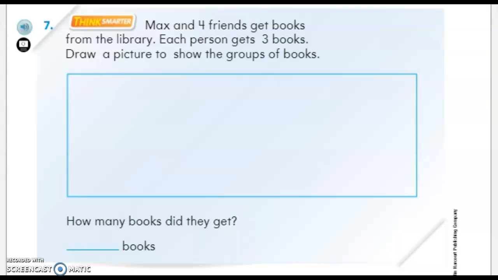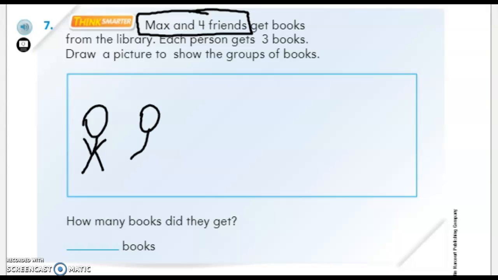All right, number 7. It says Max and 4 friends get books from the library. Each person gets 3 books. Draw a picture to show the groups of books. So with this problem, what we really need to be careful of is we can't just go circling numbers quickly. We do have to read it carefully. It says Max and 4 friends. So we have to think about how many people is Max and his 4 friends. So here's Max, and then here's his 4 friends.